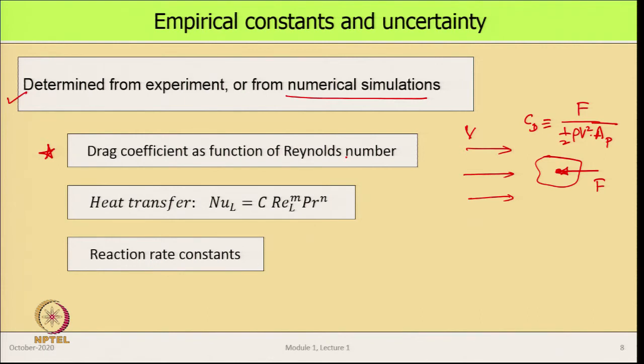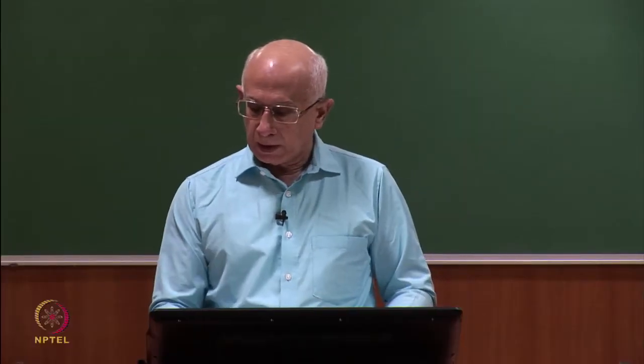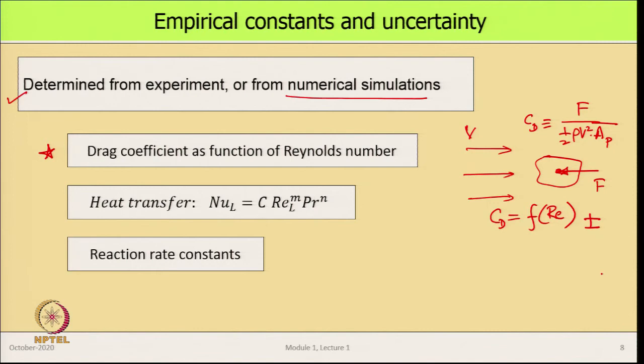So, that correlation that we get, in this case C d as a function of Reynolds number, has constants in it, and those are called empirical constants. They are not exact, they are only as good as the experiment that has been done, and the uncertainty associated with them could be significant and cannot be said to be 0.